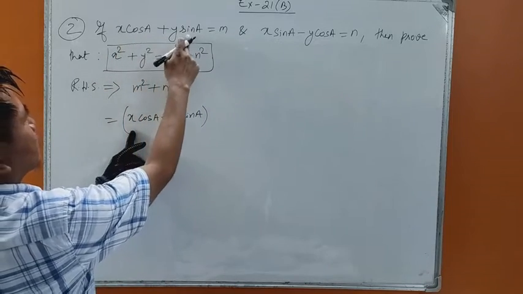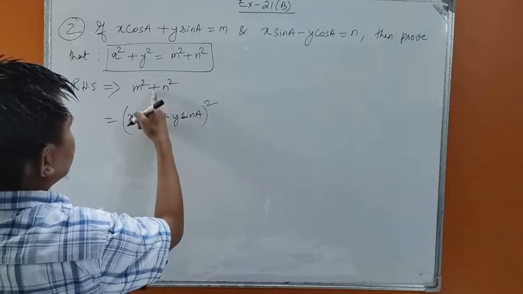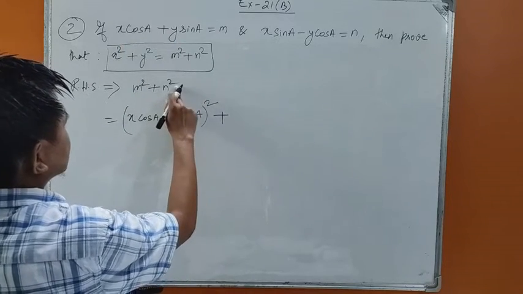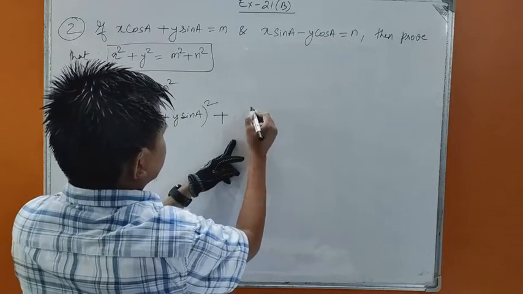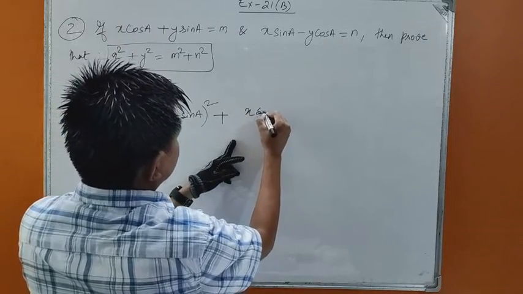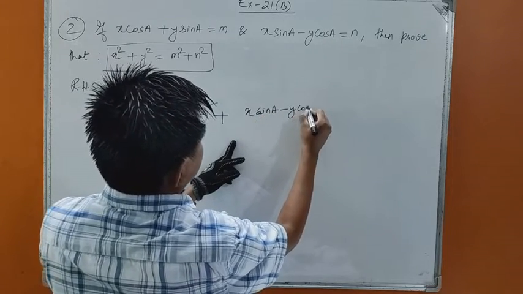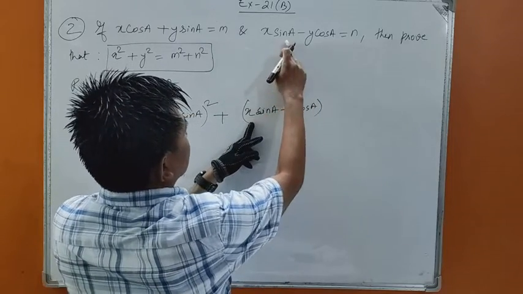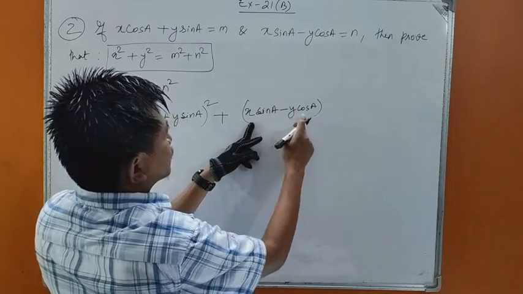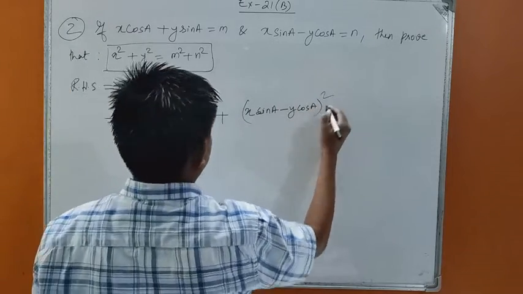Since m is squared, we must put the square, plus n square. First we write the value of n. What is the value of n? X sin a minus y cos a, this is n. So n is squared, so you must put the square.